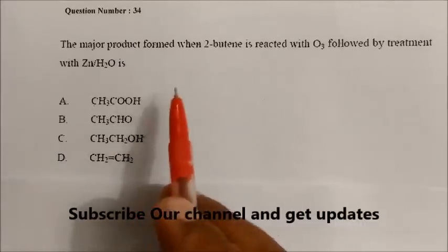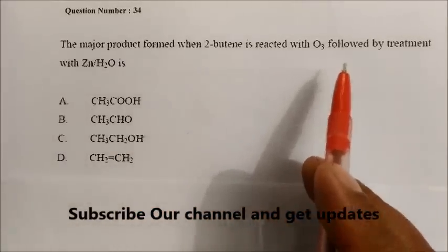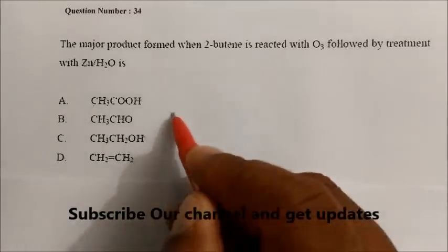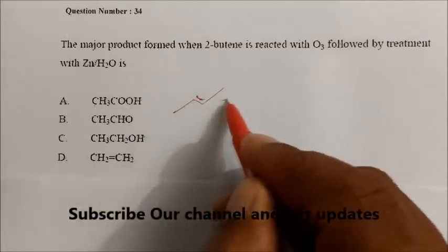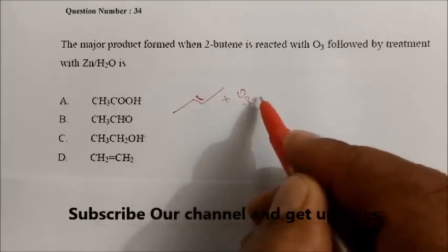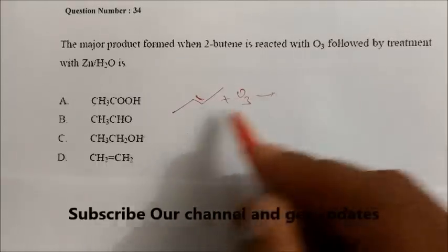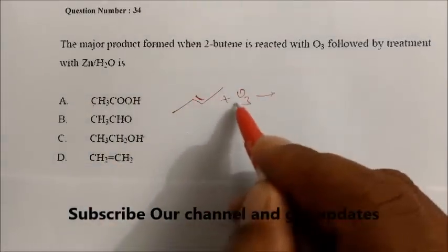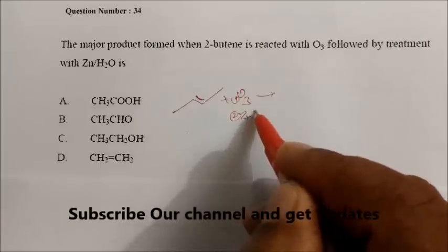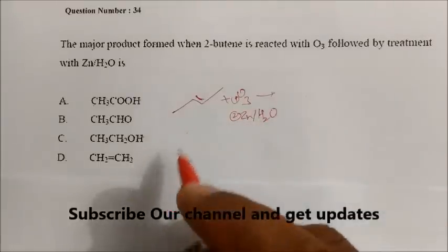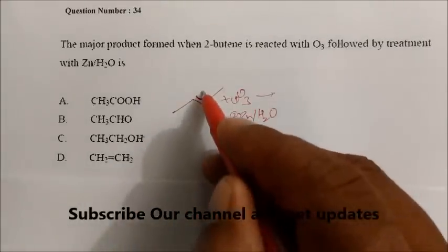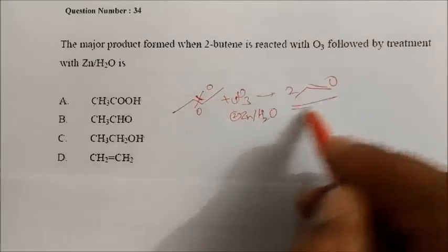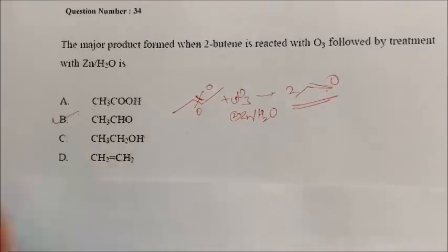The major product formed when 2-butene is reacted with ozone followed by treatment with zinc plus water. So this is a reductive ozonolysis. This is 2-butene, and it is reacting with ozone first, and then followed by zinc and water. So they will directly give you the compound, with one oxygen on this side and one oxygen on this side. You will get 2 moles of this compound, which is acetaldehyde.